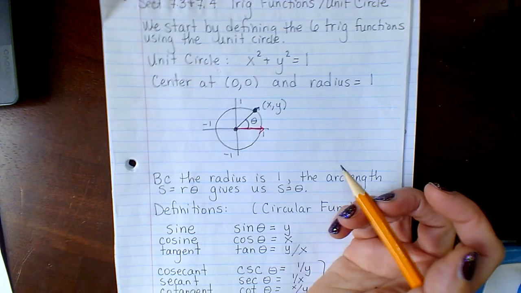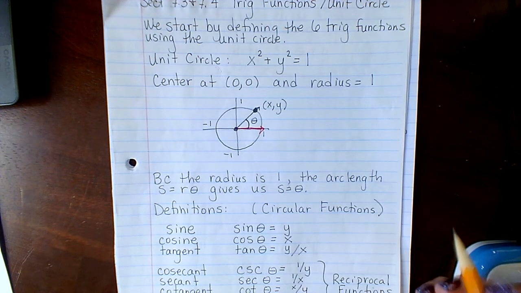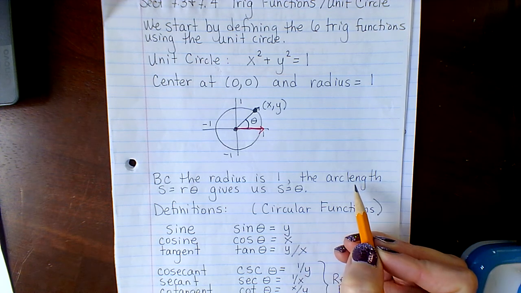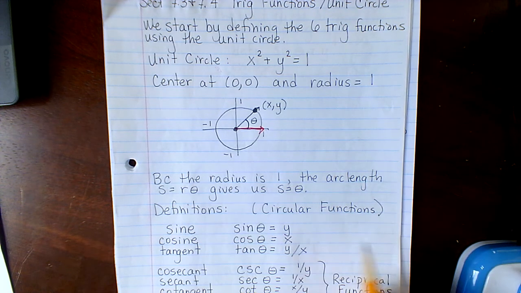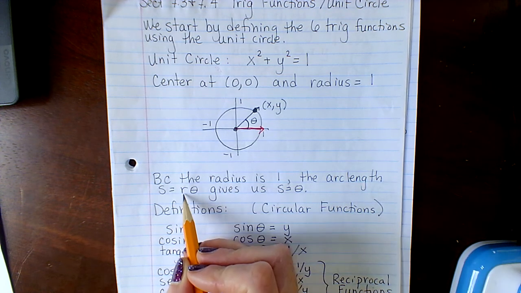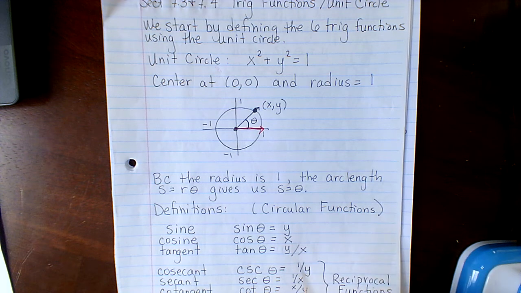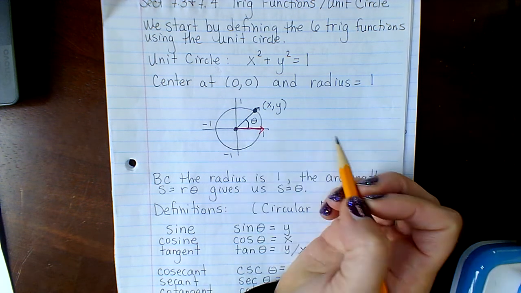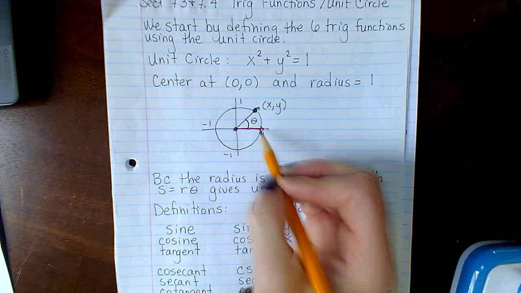So, because the radius is 1, the arc length formula from the last section, S is equal to r theta. If r is 1, that just means that S is equal to theta. That means that whatever angle this is in radians is the same as this arc length.